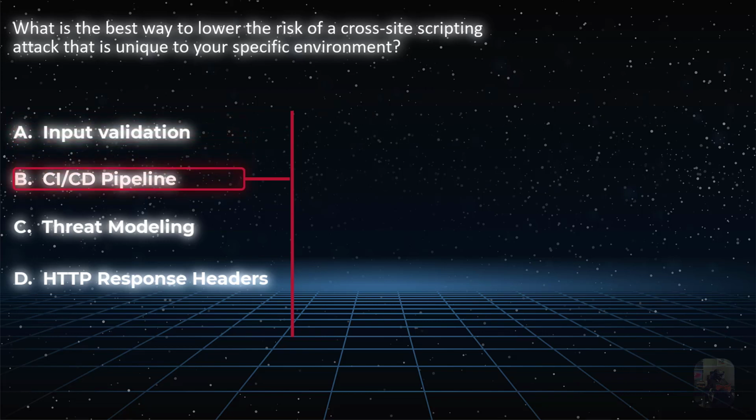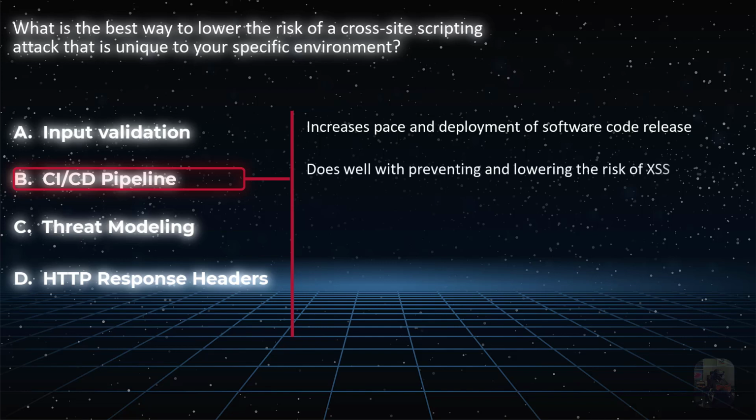It's not choice B because a continuous integration and continuous delivery pipeline is a great way to increase the pace and release of code that comes with its own set of stringent security testing. CI/CD is most synonymous with creating a fine-tuned, rapid software development process in which efforts span multiple teams within the company. It can do well in preventing and lowering the risk of cross-site scripting, but choice C is a better answer.